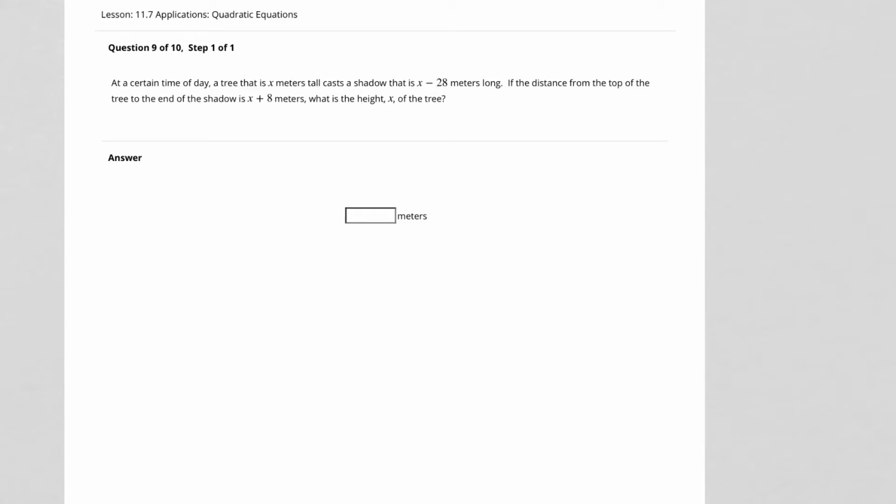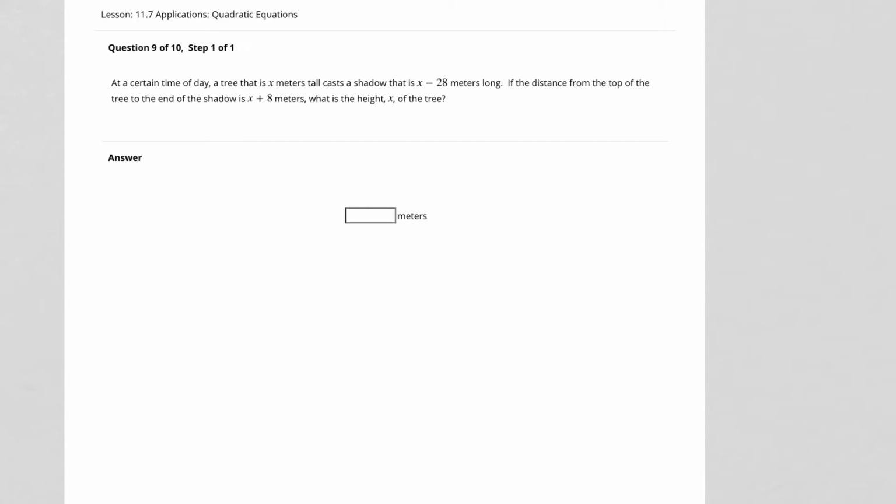At a certain time of day, a tree that is X meters tall casts a shadow that is X minus 28 meters long. If the distance from the top of the tree to the end of the shadow is X plus 8 meters, what is the height X of the tree? So we're going to read this again and draw a picture.